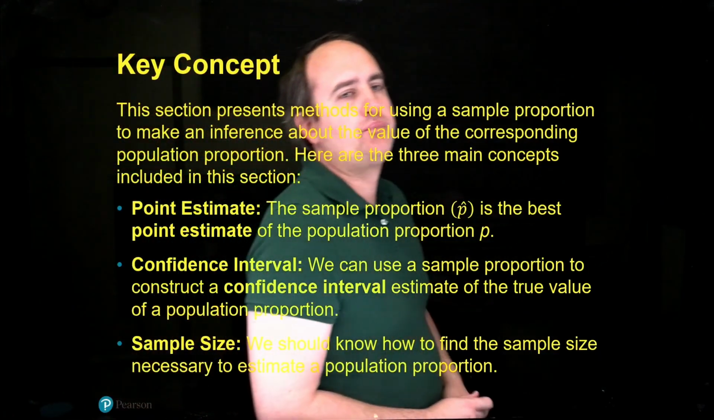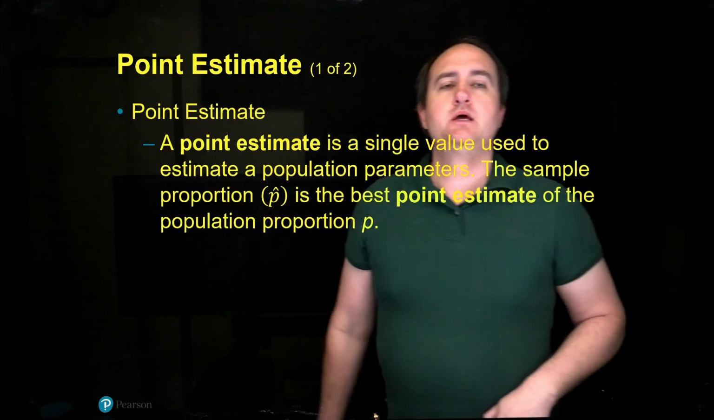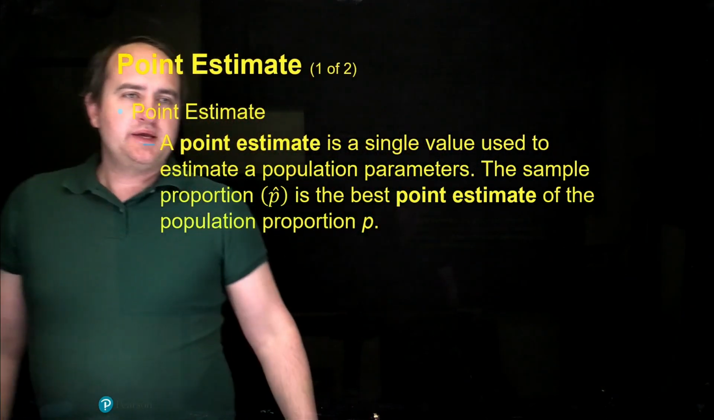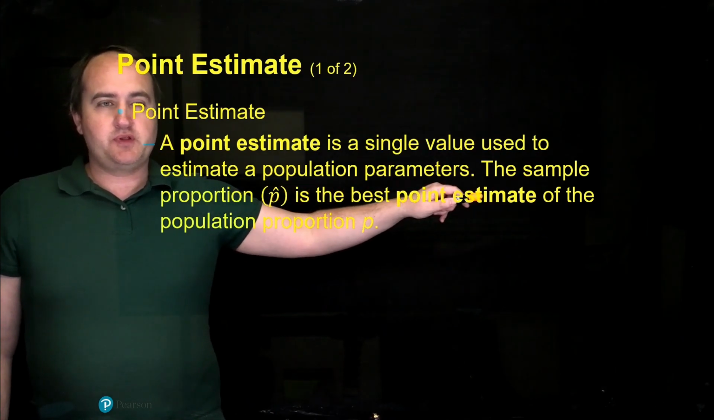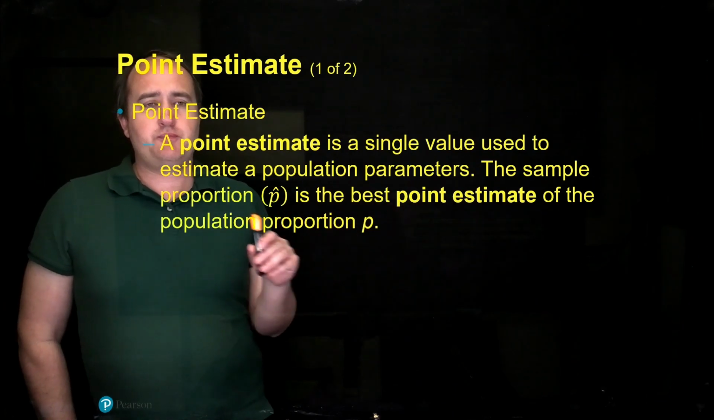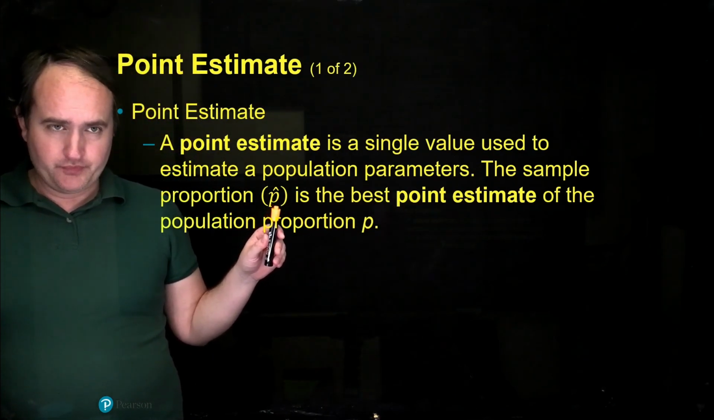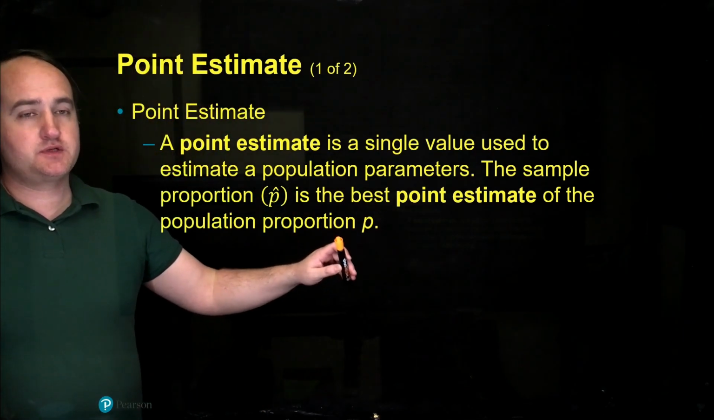Okay. All right, so let's get started with the point estimate. So the point estimate is a single value used to estimate a population parameter. The sample proportion P hat is the best point estimate of the population proportion P.